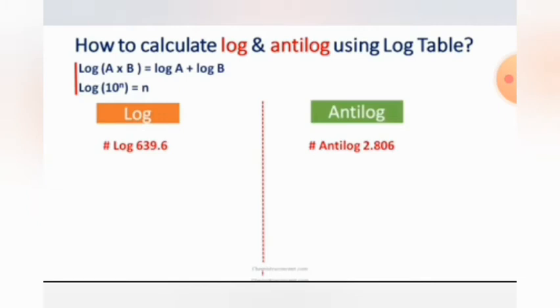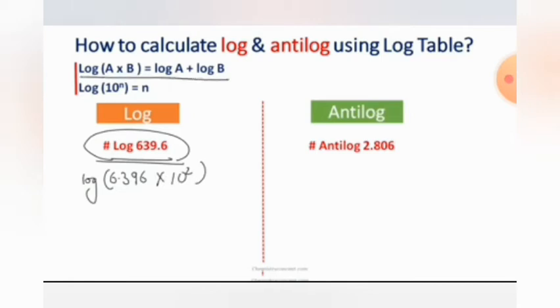The next number is log 639.6. Here is a simple format. The decimal point should be after one digit. Therefore, we have to arrange this number in that format. The number is 6.396 into 10 raised to 2. So, the format is 6.396 into 10 raised to 2.